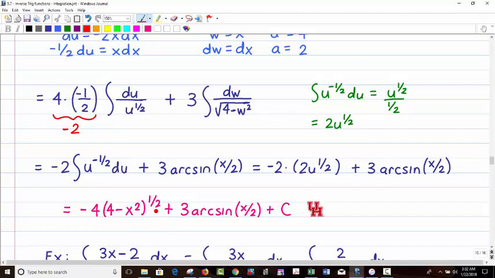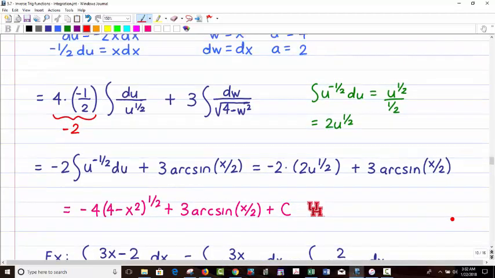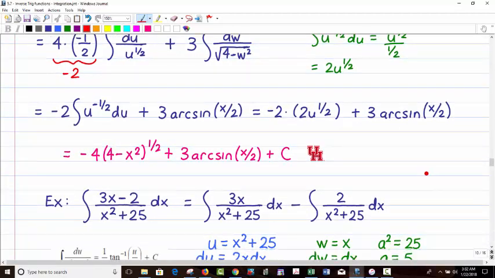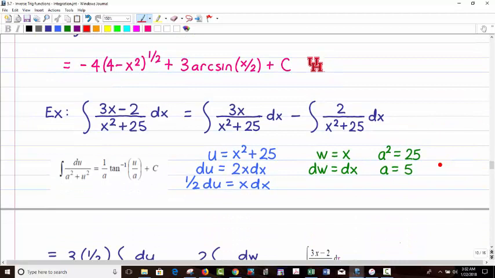Whether you have a radical there or not makes no difference to me. Plus 3 arc sine x over 2 plus c. And there we go. Alrighty, so now you see the trick on these is to split them up. Here's another one to split up, but this one's going to have arctan in it this time instead of arc sine. Split them up.